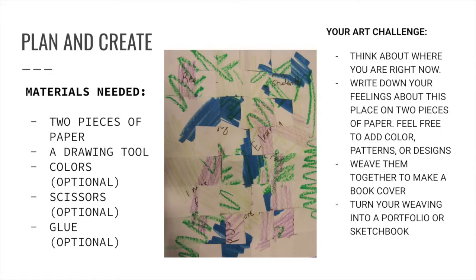For your project today, we will need 2 pieces of paper and a drawing tool. Your art challenge today is to think about where you are learning right now. On the 2 pieces of paper, write down your feelings about where you are learning or where you are doing school. Feel free to add color, patterns, or designs to those 2 pieces of paper. You'll weave them together to make a book cover, just like we wove together the warm and cool colors in class. And then you will have the option to turn your weaving into a portfolio or a sketchbook.